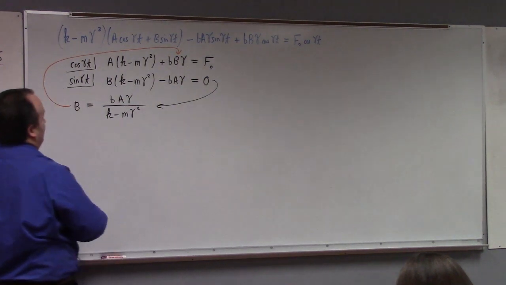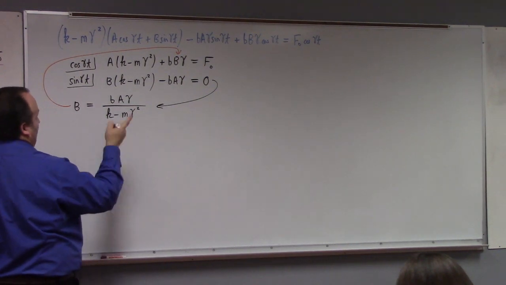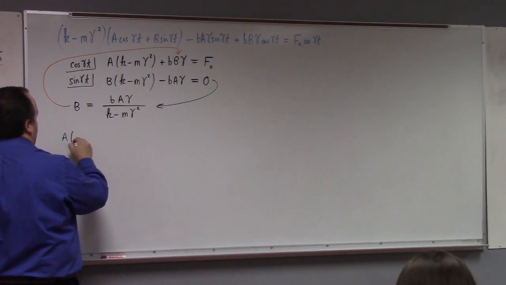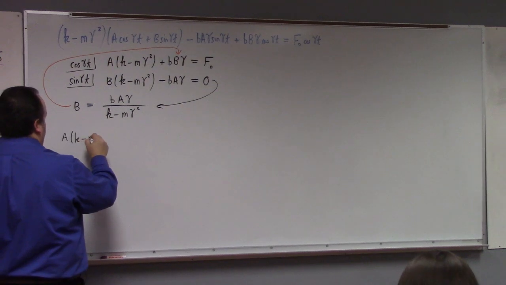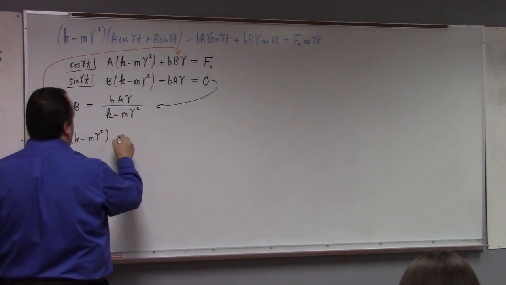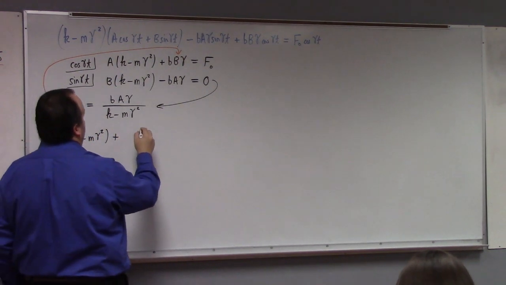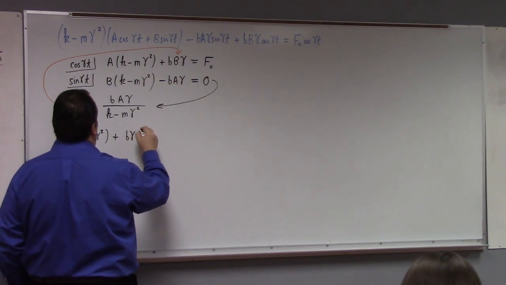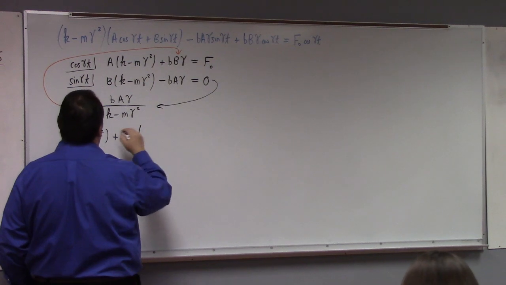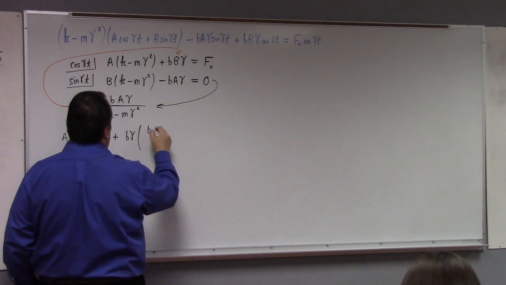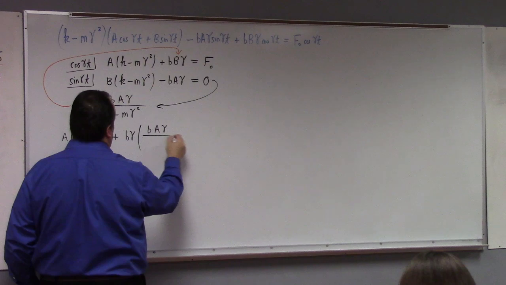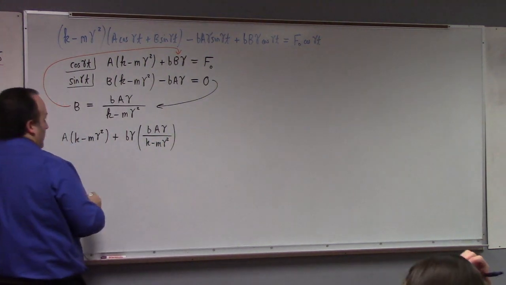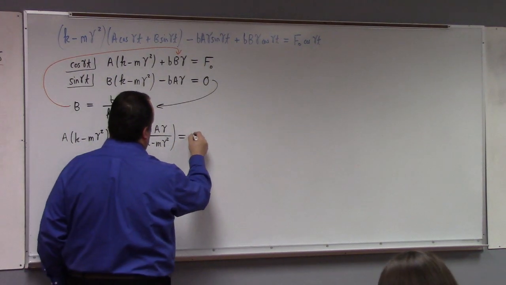What I call circular logic, but in a good way. So we've got A times (k minus m gamma squared) plus b gamma times a times big B, which is b a gamma over (k minus m gamma squared), right? All of that's equal to f naught, right?